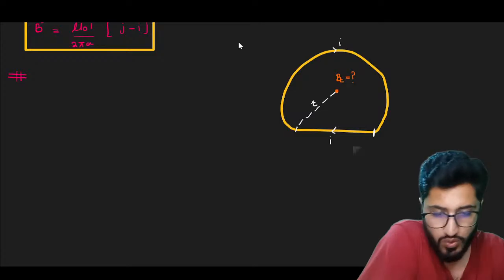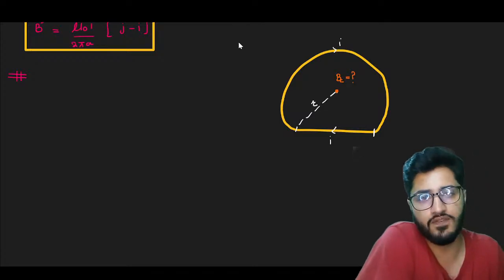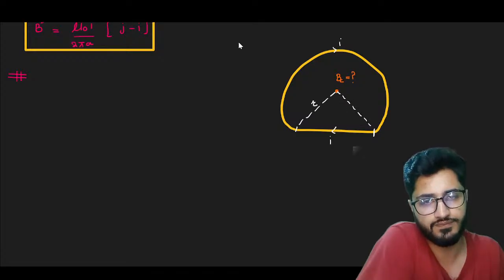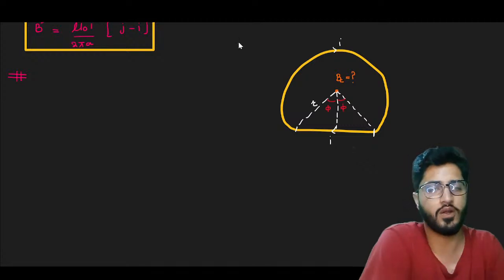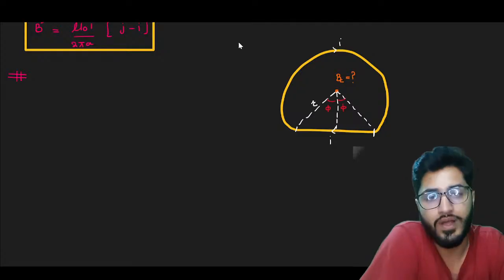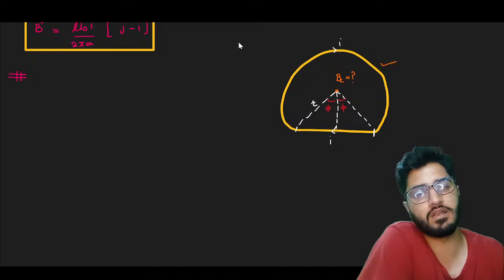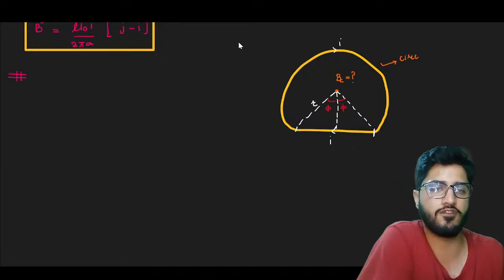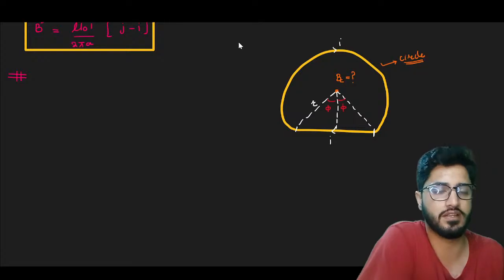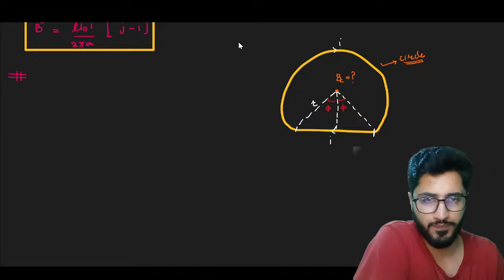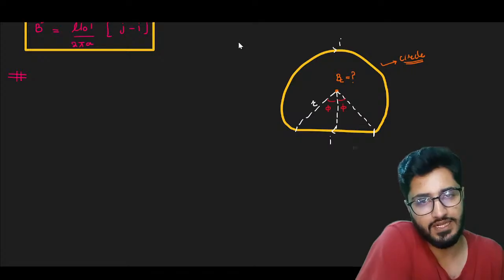Okay. So this graph, if I give one more thing, that is the angle. This angle is phi. So this angle is also phi. I need to find out the magnetic field at the center. How can I get it now? Look, if it was a circle, then it was easy for me to get it. But it is not a circle. It is a part of a circle.